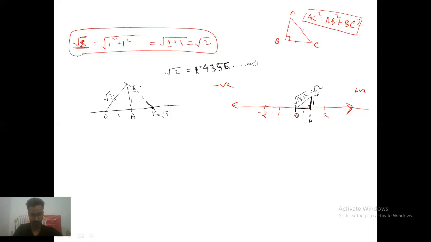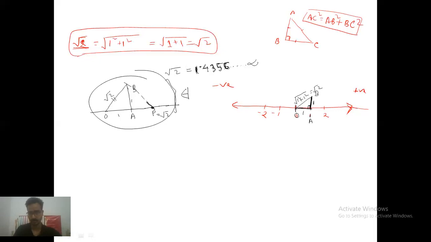So that's why when you draw an arc of radius OB with the help of your compass, this arc will cut at point P. Now this point P will denote root 2 on the number line. Same here. I am explaining this separately, but there is no need for you to draw this one. This is for understanding only.